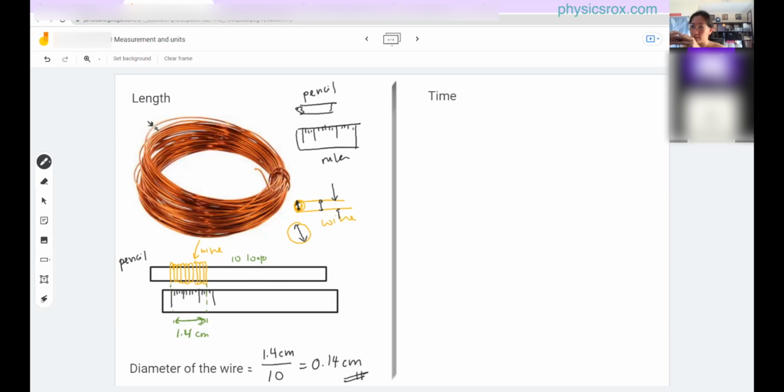Does that make sense? This concept that you are learning now is, if we need to measure something very small that our normal ruler cannot measure, what's another way? Another way is you get many and then you divide.